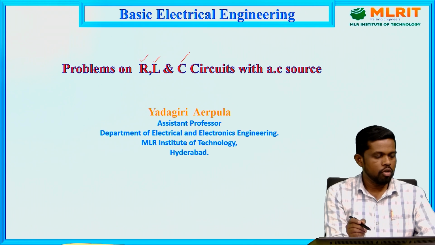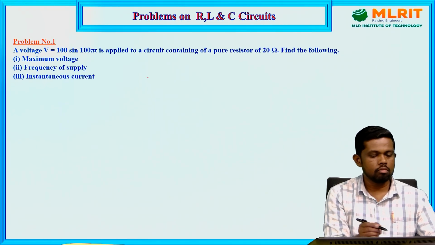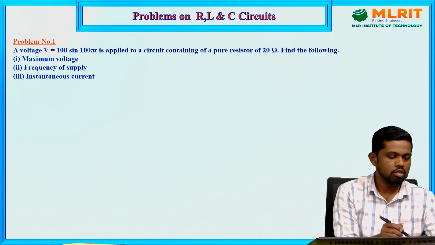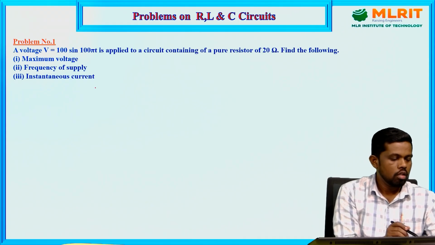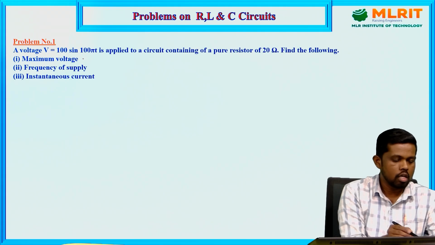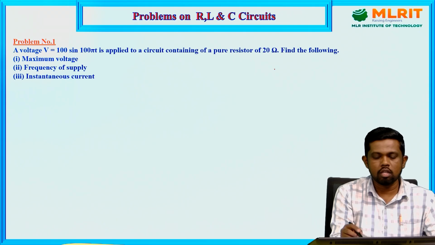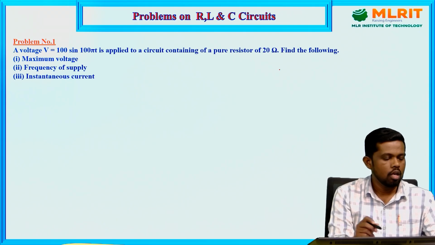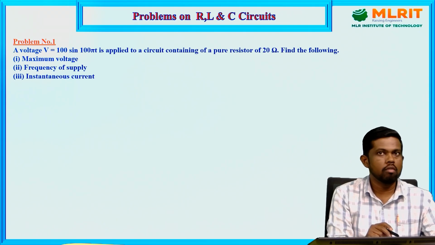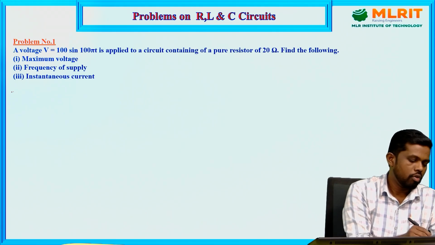For that, we need to take problems, first on the resistor. The problem we consider is based on the pure resistor case. Problem number one: an applied voltage of 100 sin 100 pi t is applied to a circuit containing a pure resistance of 20 ohms. Determine the maximum voltage value, or amplitude value of voltage, the frequency of the supply, and the instantaneous current.